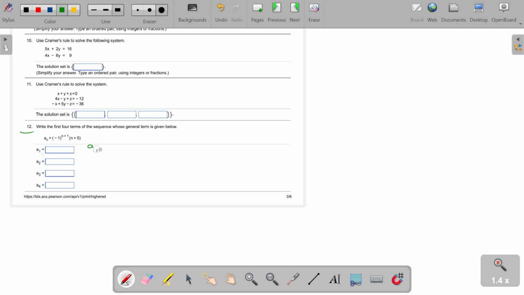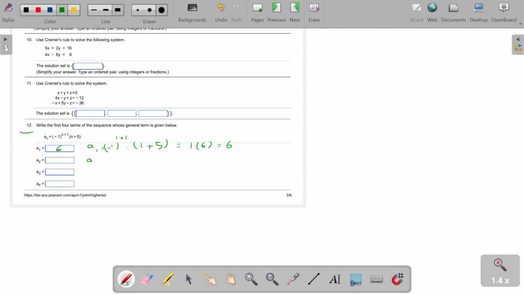So A1 will be -1 to the power of n, which is replaced with 1, so this will be 1 plus 1. And then multiply by n plus 5, and n is 1 again, so it's going to be 1 plus 5. -1 to the power of 2 will be 1. 1 plus 5 is 6. So 1 times 6 is 6. So this is the first term.